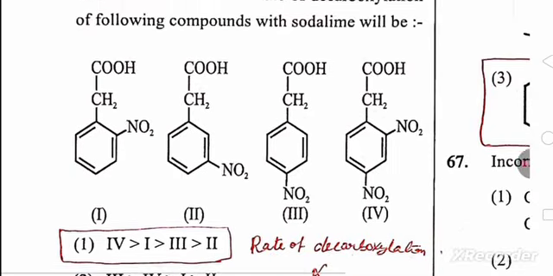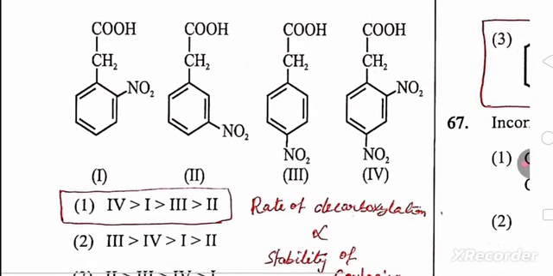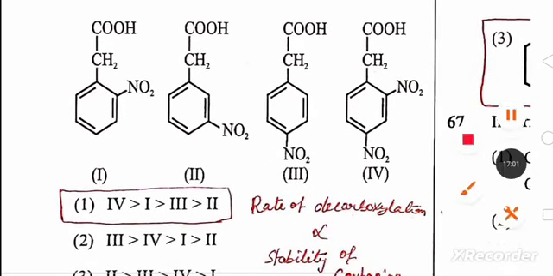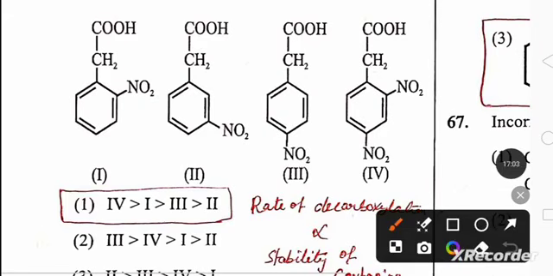Among the given 4 options, we need to find the rate of decarboxylation, where you can find more decarboxylation. The most decarboxylation you will get in option 4. There you can find 2 nitro groups, one at the ortho position and one at the para position. Because of that, it will give the more stable carbanion.